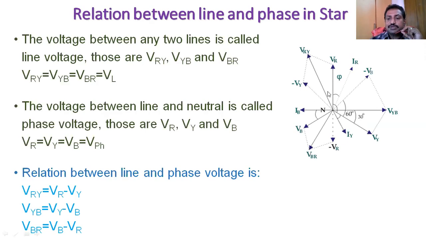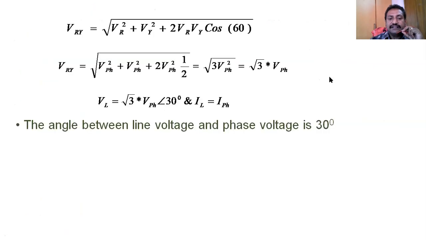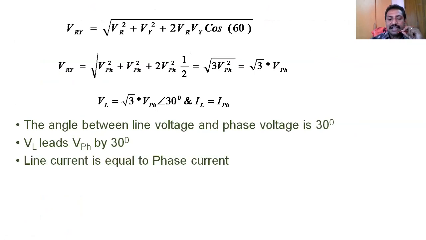The angle between these two is 60, but what is the angle between these two? It is nothing but 30. But how is it related? This line voltage leads the phase voltage by an angle of 30 degrees. So we get VL is equal to root 3 V phase at an angle of plus 30, and IL is equal to I phase. So the angle between line voltage and phase voltage is 30 degrees. VL leads V phase by 30 degrees, and line current is equal to phase current.